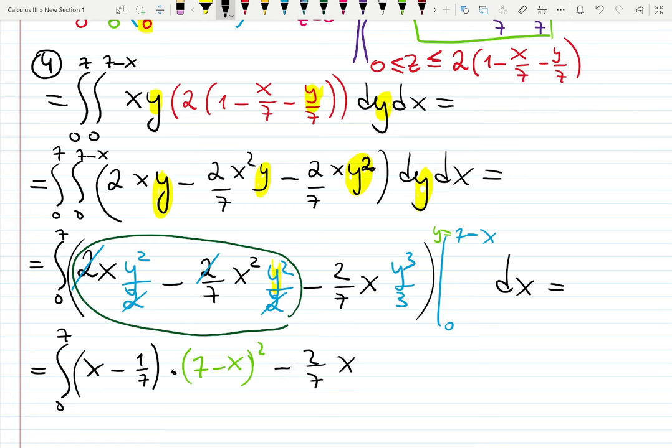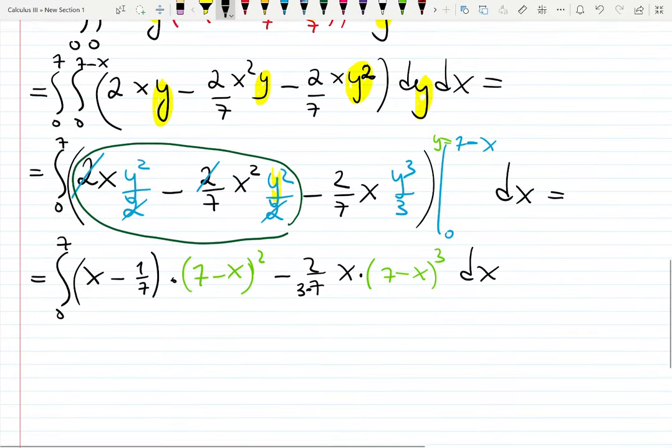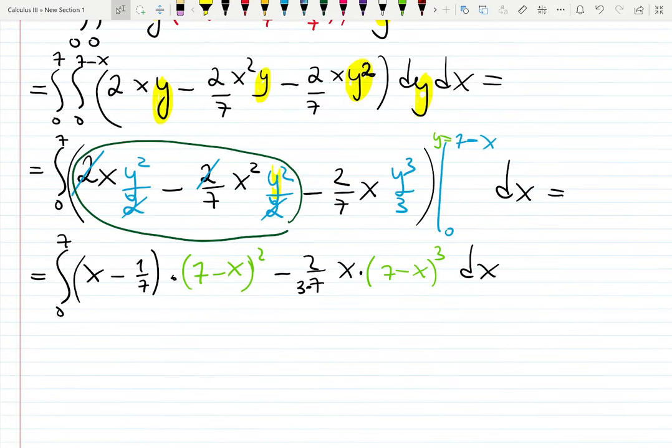Let me have 3 times, no, let's not change 2 over 7 in case we need to factor it out later. I think we do. So let's keep it as 2 over 3 times 7, which is 2 over 21. But again, what if we need to factor out 2 7s? So x and then y cubed in green. That is 7 minus x cubed. Okay, good. dx. Now only left to integrate with respect to x, and it is not easy.